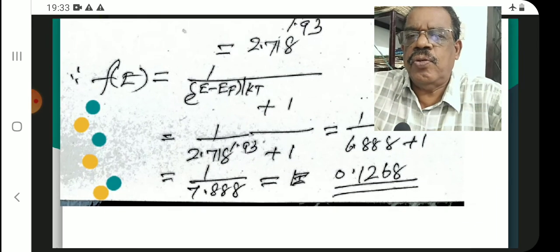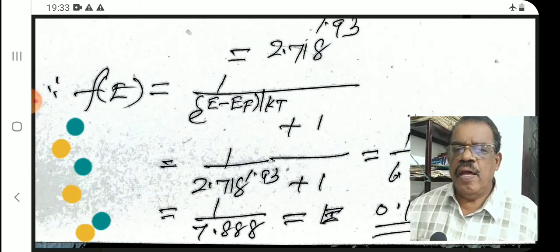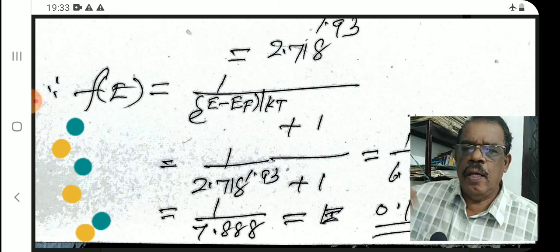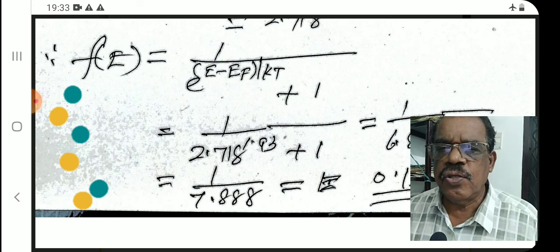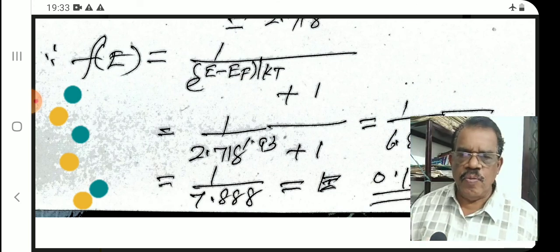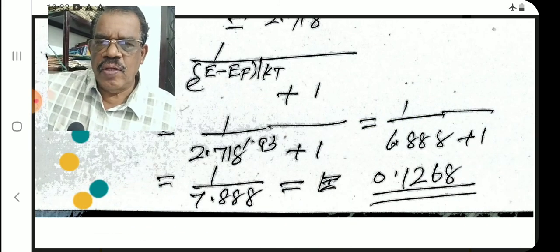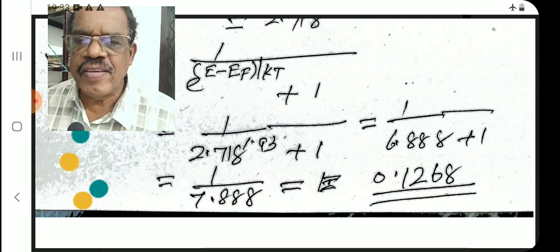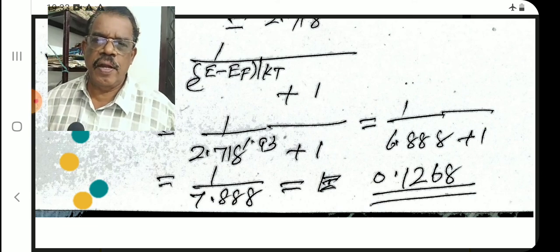Then we put the value in the probability equation. F(E) is equal to 1 by e raised to (E minus EF) by kT, plus 1. e raised to (E minus EF) by kT is 2.718 raised to 1.93, plus 1. If we calculate 2.718 raised to 1.93 on a scientific calculator, we get 6.888, plus 1.